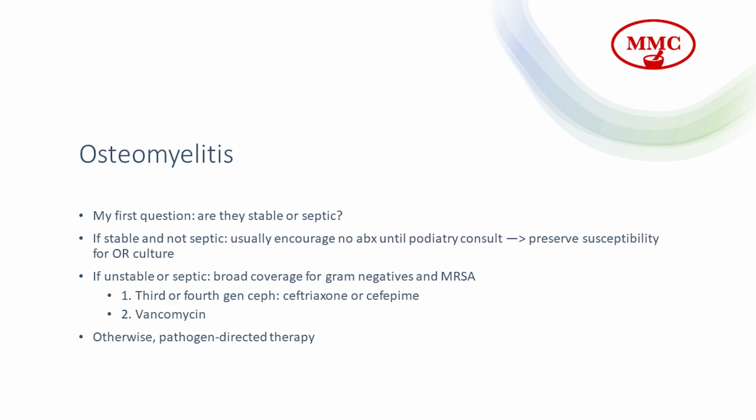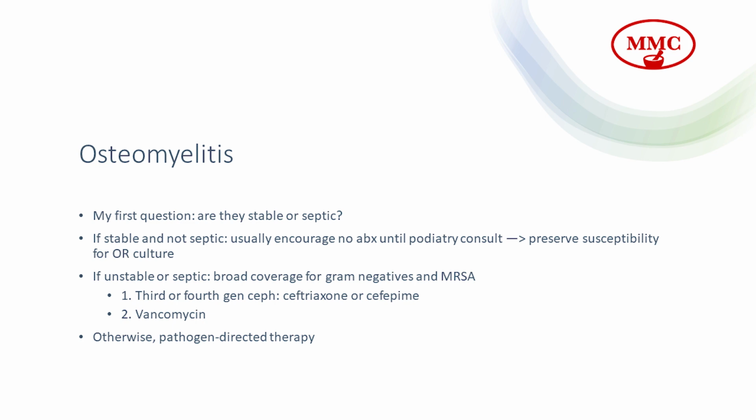So next up is osteomyelitis. Whenever somebody asks me what they should use to treat osteomyelitis, I always ask them, are they stable or are they septic? So why is this important? If they're stable and not septic, I usually encourage no antibiotics in the emergency department, at least until some sort of consult to podiatry or ortho or whoever is going to take them to the operating room. So it preserves the susceptibility of the bacteria for an operating room culture, if they debride or amputate bones. Because once you get osteomyelitis, usually that bone is toast, so it's going to come out anyway.